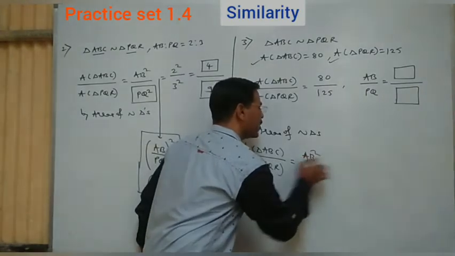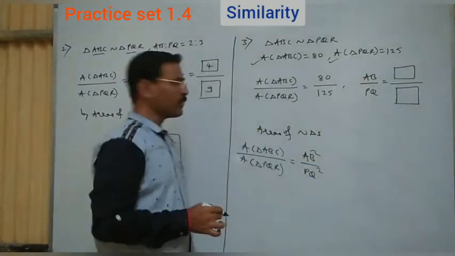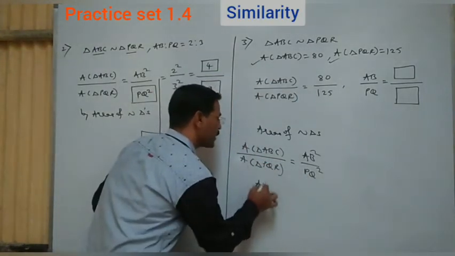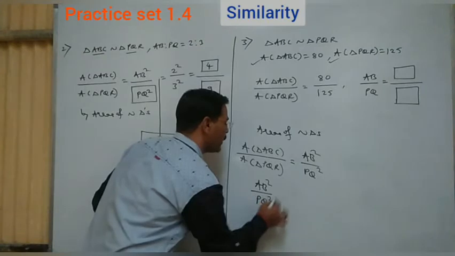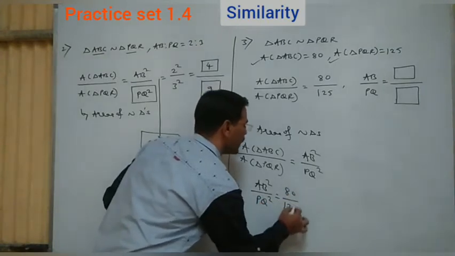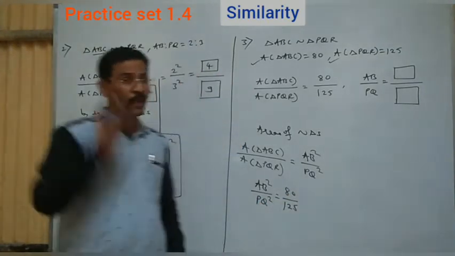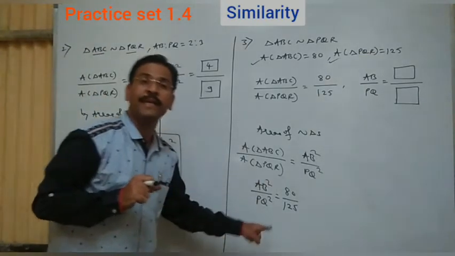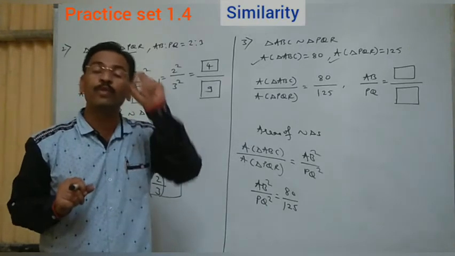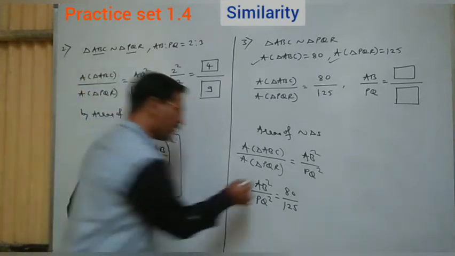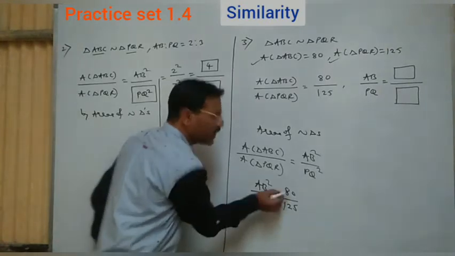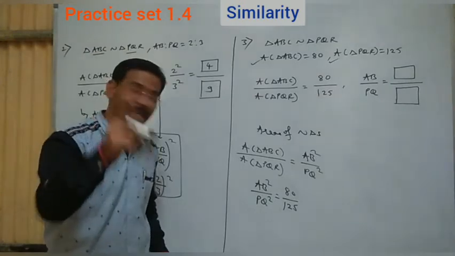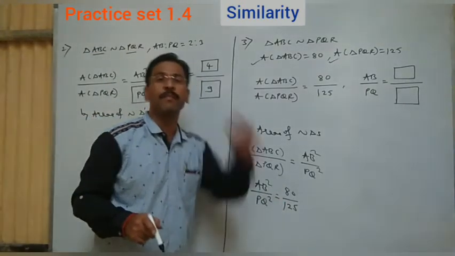Means you can write here AB square upon PQ square. So by these two steps we can equate these two are same, means AB square upon PQ square, which is 80 upon 125. Look here, very important part is what? Wherever square is there, at that time we are going to take square root on both sides. If we take square root here and here also, but these two are not perfect squares. Whenever it is like this, they must be divisible by some numbers.